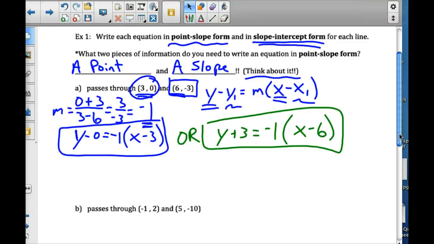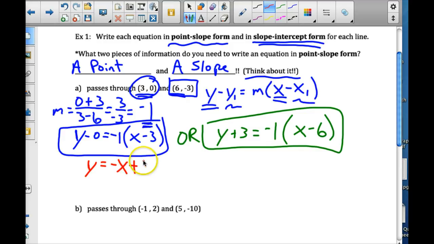Oh, wait. So talk me through your side. You distribute the 1x. And then what's y minus 0? Just y. And then you distribute -1 to x. Go ahead and do that. And then distribute to -3, so it's x. -1x. Do you need a 1 in front of that x? No. Negative x plus 3.